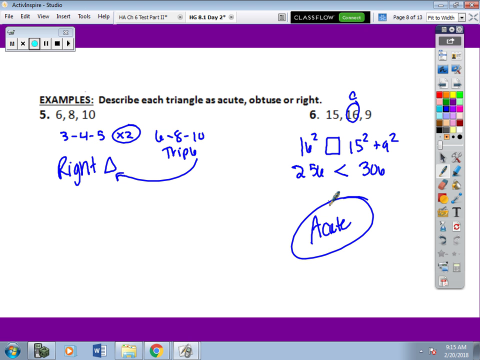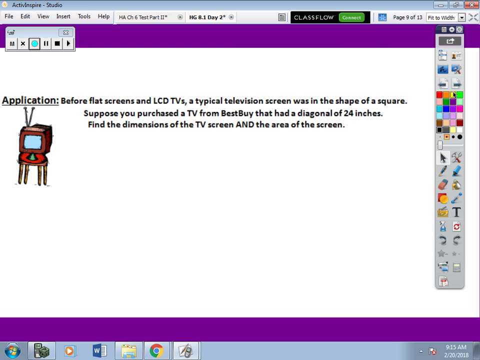All right, the next one is actually kind of like the walkway question from yesterday. So before flat screens and LCDs, a typical television screen was in the shape of a square. Suppose you purchase a TV from Best Buy. So we have a square, first of all. Not my best square I ever drew, but it's okay. I'll mark it.